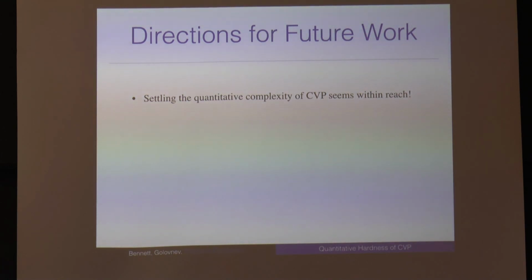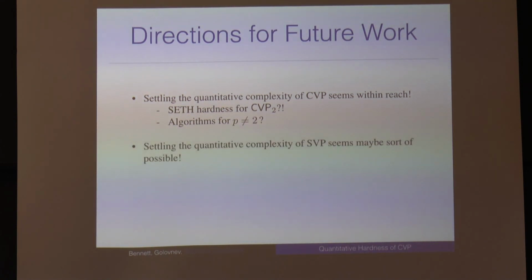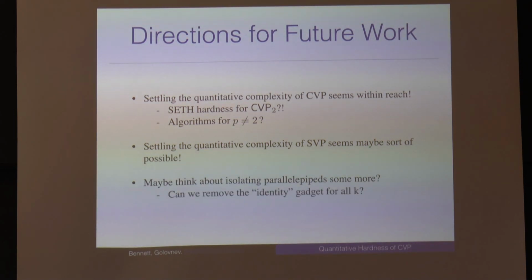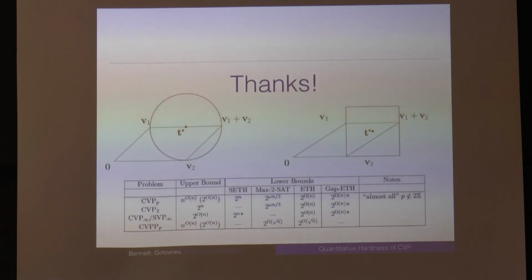So the direction for future work is kind of obvious. We want to prove it for p equals 2. Maybe also we could think more about algorithms for p not equal to 2, now that we have a lower bound. And maybe we can settle the complexity of even SVP, though that's quite ambitious. And I think these isolating parallelepipeds are kind of fun objects, and it might be fun to think about them some more. So thanks.